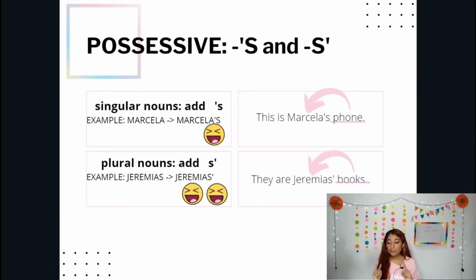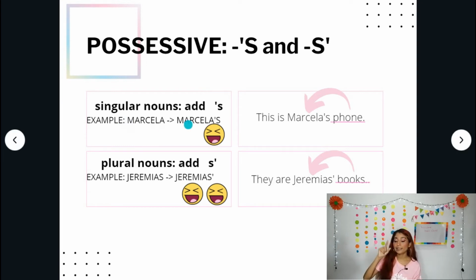So, the first rule, we have two rules. The first rule is this one, and this is the second rule. So, when we have singular nouns, we add s. In this case, I wrote my name because I'm a singular noun or a singular subject, and we are going to have Marcela, and I will add apostrophe s, okay? Marcela's, okay? You just add apostrophe s and that's it.